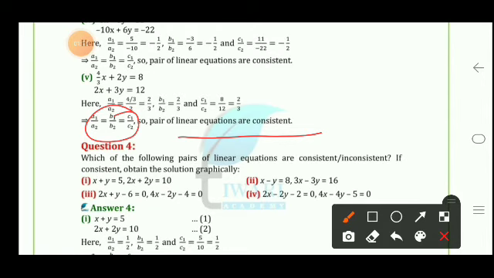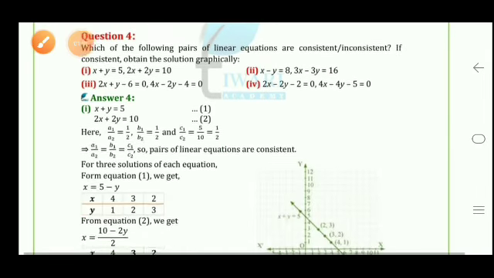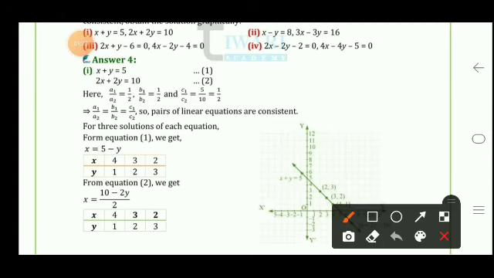Now question number 4, which of the following pairs of linear equations are consistent or inconsistent? If consistent, obtain the solution graphically. So looking at the very first part, it is given x plus y is equal to 5 and 2x plus 2y is equal to 10. So we will write here a1 upon a2 is equal to 1 upon 2, b1 upon b2 is equal to 1 upon 2, c1 upon c2 is equal to 5 upon 10, that is again 1 upon 2. So since we have a1 upon a2 is equal to b1 upon b2 is equal to c1 upon c2, the pair of linear equations is consistent. So for consistent, we will have to draw the graph.